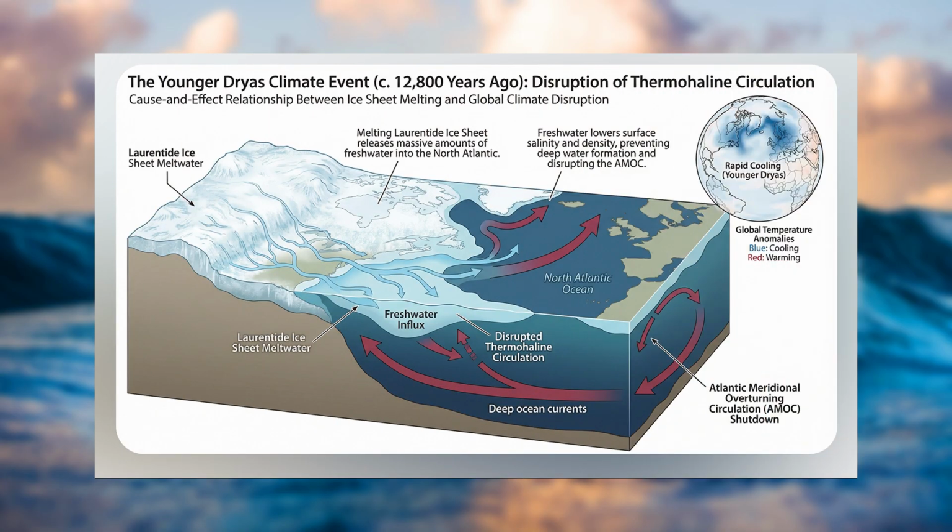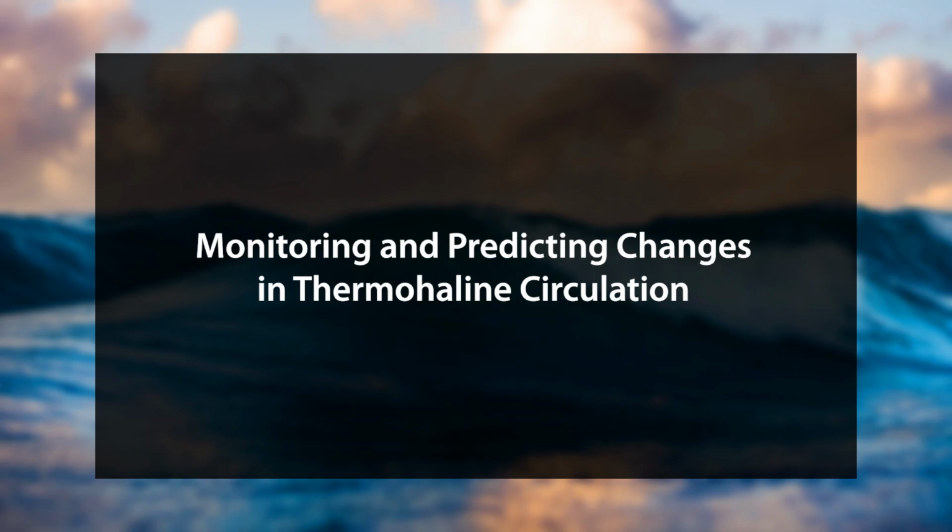In the past, changes in thermohaline circulation have caused major climate shifts. During the last ice age, a strong weakening of this circulation made the North Atlantic region much colder. Another example is the Younger Dryas event about 12,800 years ago, when a large amount of fresh water from melting ice slowed down ocean circulation and led to sudden cooling. Next, we will discuss monitoring and predicting changes in the thermohaline circulation.